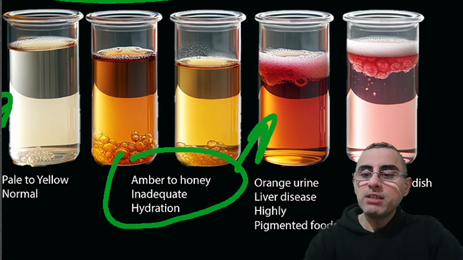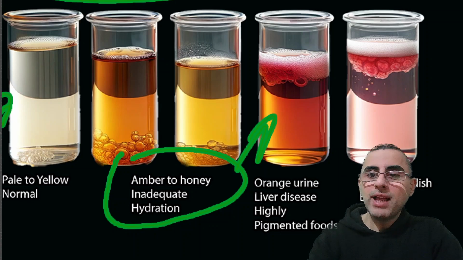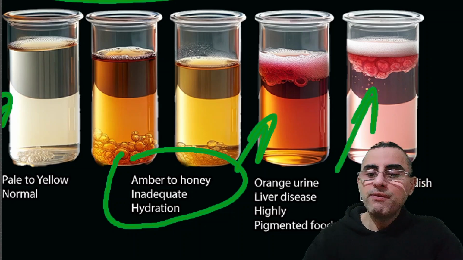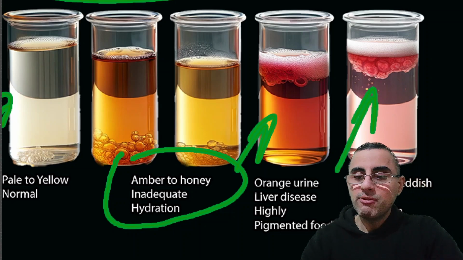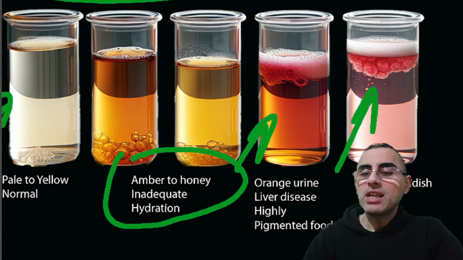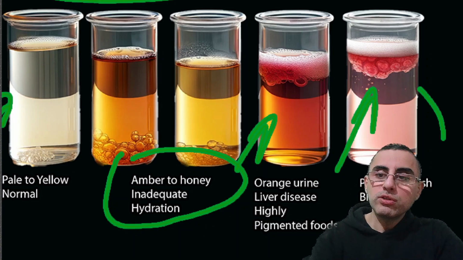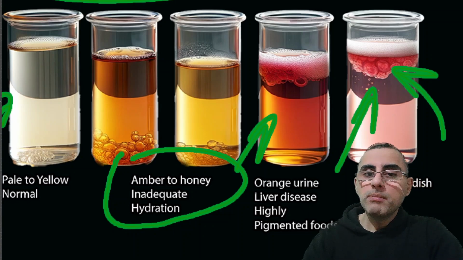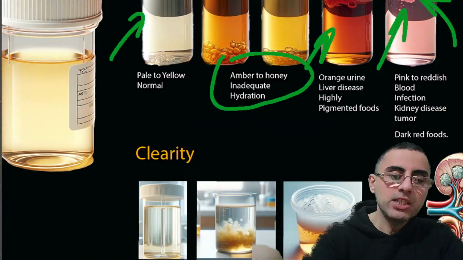When urine is pink to reddish, it indicates blood in the urine. Blood is in the urine when there is infection, such as urinary tract infection or kidney disease, sometimes tumors. But when a person eats pigmented foods, it can also color urine to reddish or pinkish.